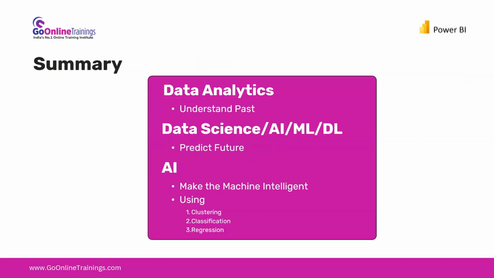Data analytics is understanding the past. Data science is completely predictions. Making the machine intelligent is what is called AI, and using that machine for your support. So how machines can become intelligent by using algorithms: clustering, classification, and regression. These things you need not worry about because we are not going to learn AI today.